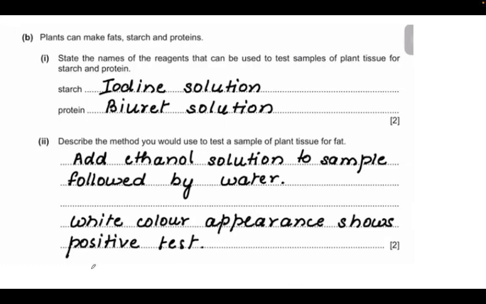Now, this one we talked about. I hope now you can easily describe this method by adding ethanol to the sample. Then you put it in water. Then you shake. Then what you're going to see is the white color appearance, which is the emulsion test as well, the emulsion appearance.